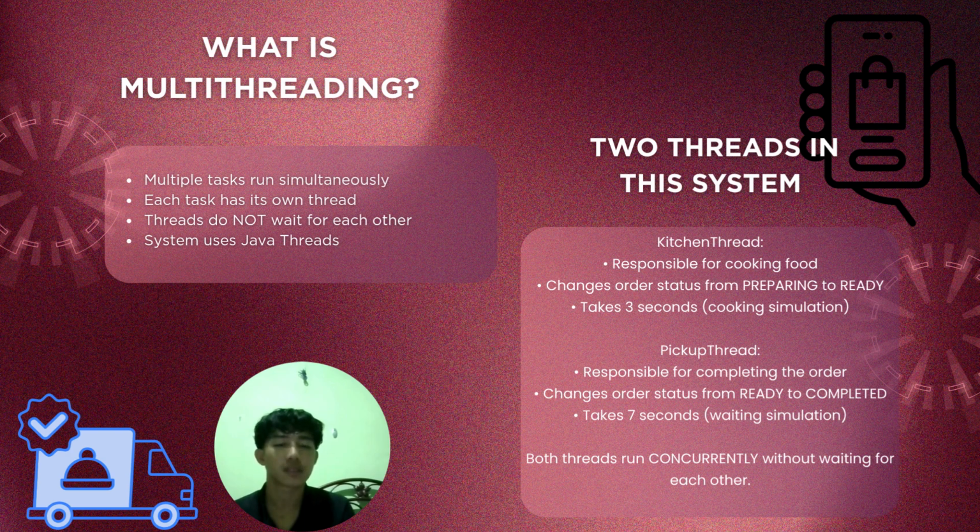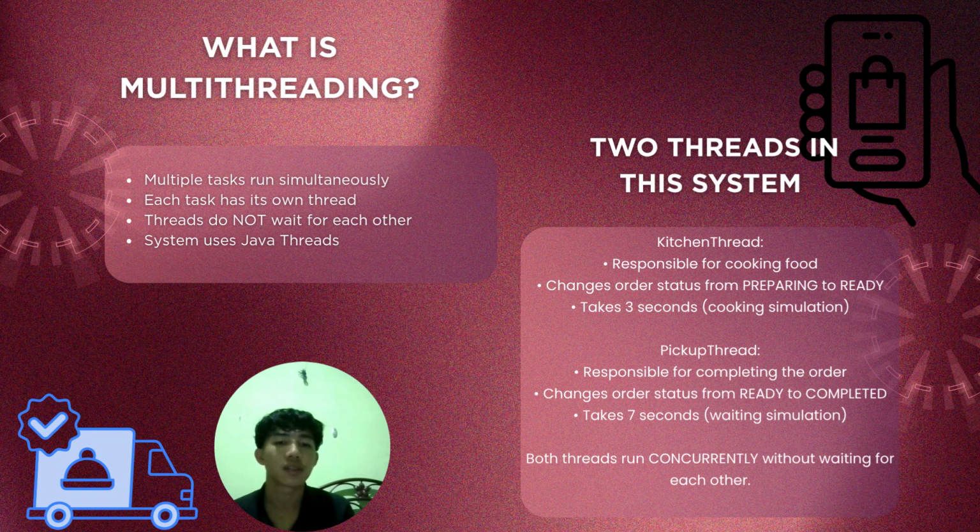The first thread is the kitchen thread, which is responsible for cooking food. The second thread is the pickup thread, which is responsible for completing orders. Both are handled by Java simultaneously. This allows the system to run faster and more efficiently. Let me explain the two main threads in this system.